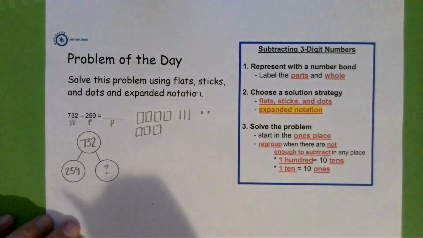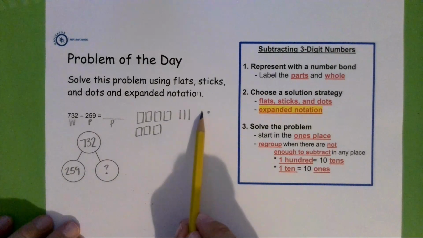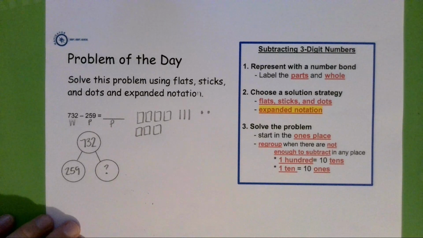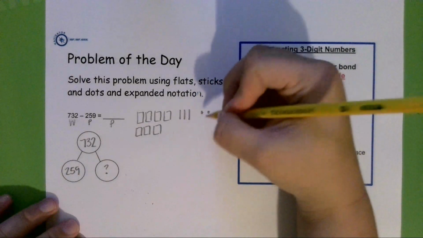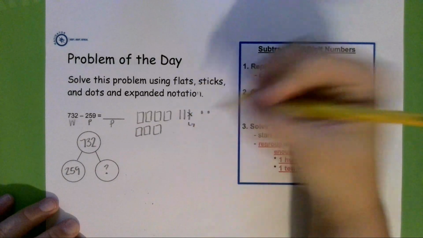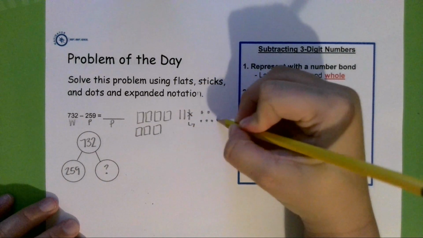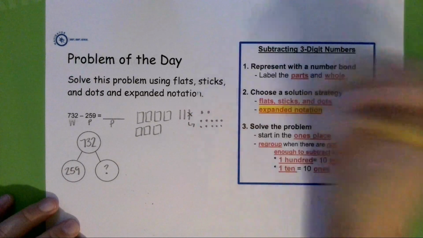Say it out loud. Right, 9. We only have 2 ones. What do we need to do, and how can we show it? Say it out loud. I bet you said we need to regroup a 10 into 10 ones, and we can show that by crossing off a 10, drawing an arrow to the tens place, and drawing 10 ones. Because 1 ten is equal to 10 ones.